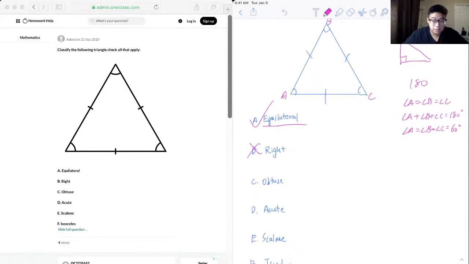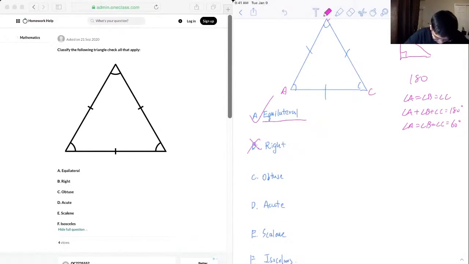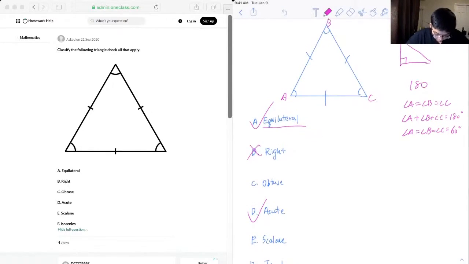An acute angle is greater than 0 degrees and less than 90 degrees. So this triangle is also an acute triangle. And because there are no angles over 90, it's not going to be obtuse.